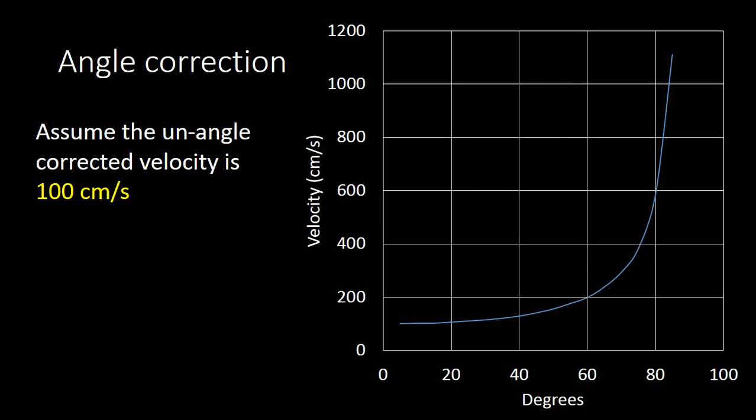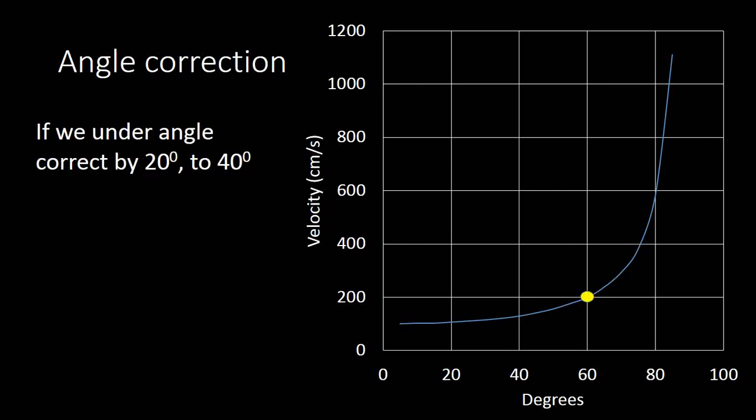Here's a different way of looking at that. This graph shows velocity on the y-axis and our angle of inclination on the x-axis. If we assume the unangle-corrected velocity, or the raw velocity detected by the probe, is 100 centimeters per second, and our true angle of inclination is 60 degrees, we see that our calculated or angle-corrected velocity is 200 centimeters per second. And that's because the cosine of 60 is 0.5. So we take 100, divide it by 0.5, and we get 200.